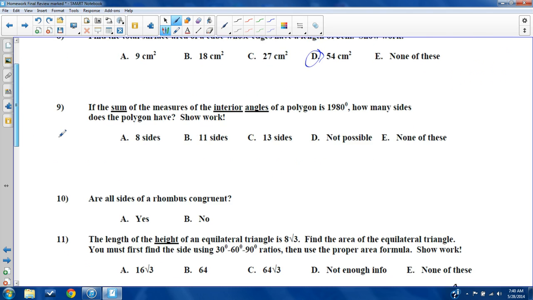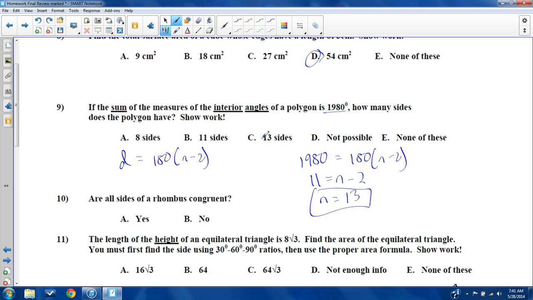If the sum of the measures of the interior angles of the polygon is 1980, how many sides does the polygon have? Show work. This is, again, using this formula: D equals 180 times n minus 2. N is the number of sides. N minus 2 is the number of triangles. Again, that's what that means. 180 times the number of triangles equals D. D is 1980. So 1980, the sum of my interior angles, is 180 times n minus 2. 1980 divided by 180 is 11. So there are 11 triangles in this polygon, which make your interior angles. Add 2, you'll get the number of sides as 13. So there are 13 sides in this polygon.